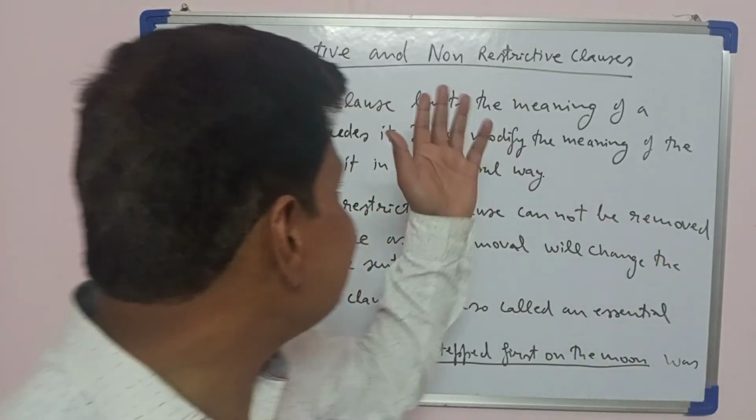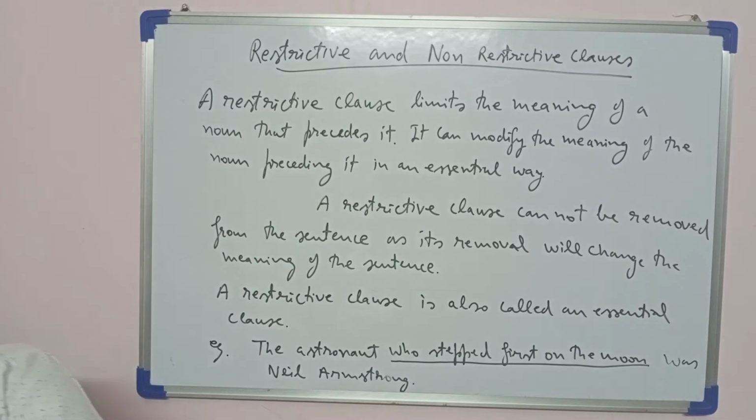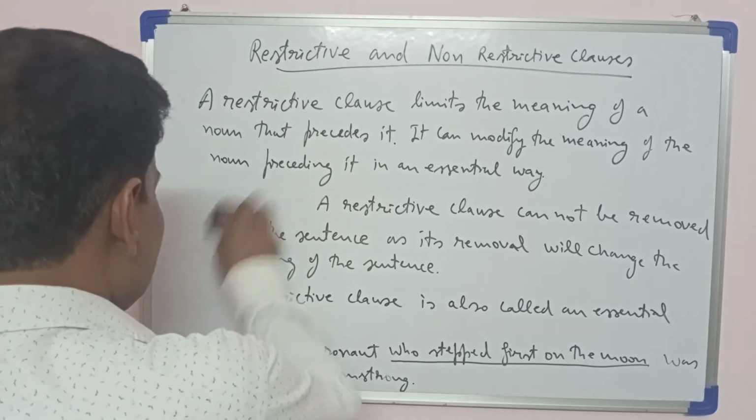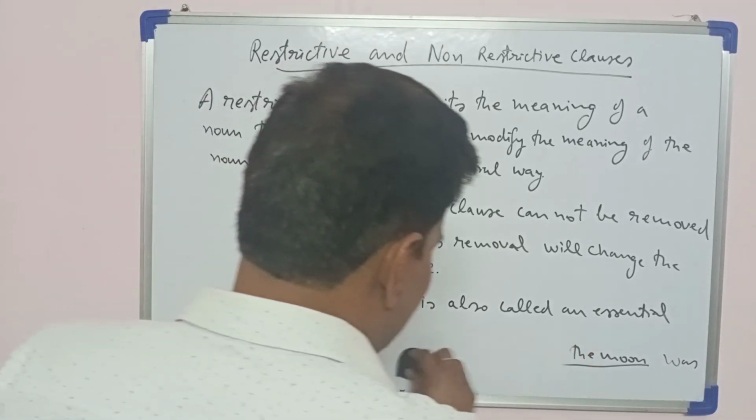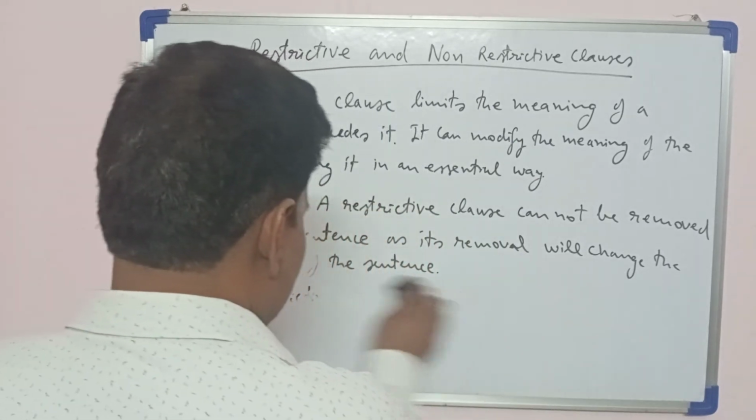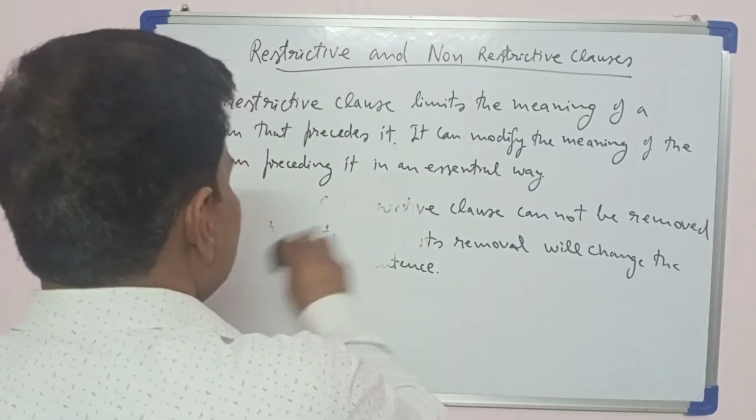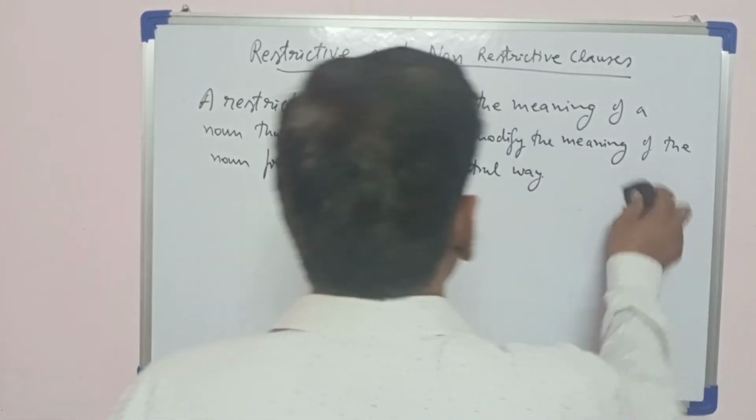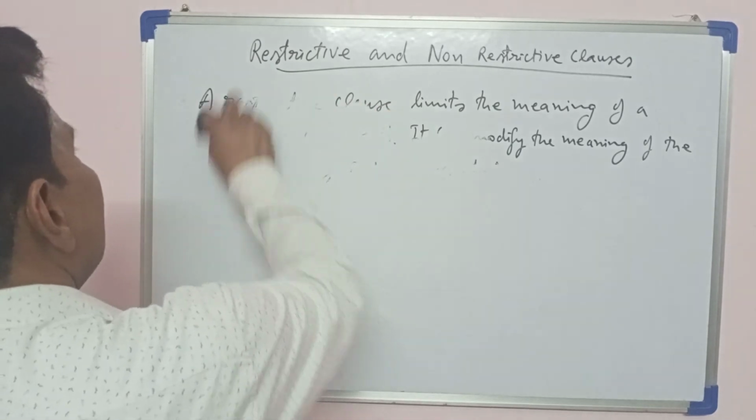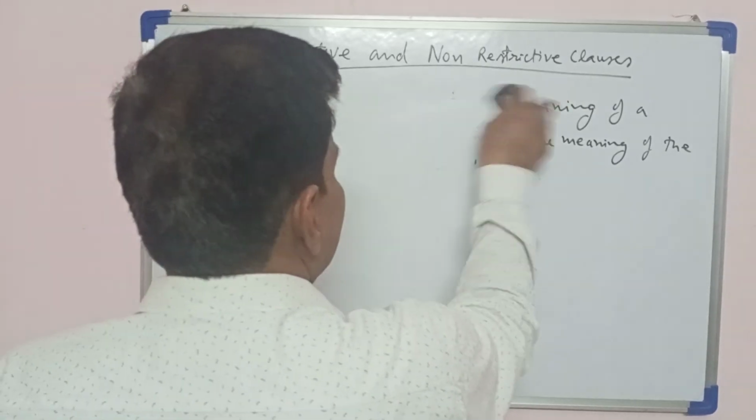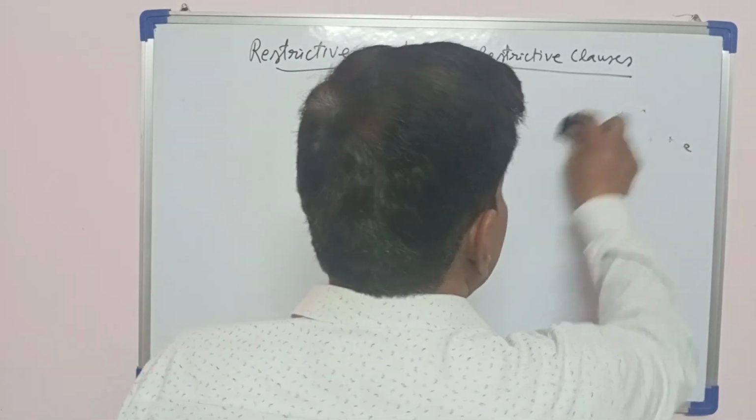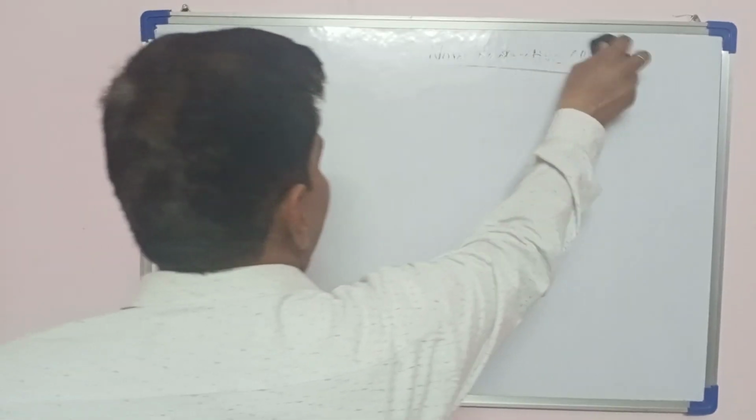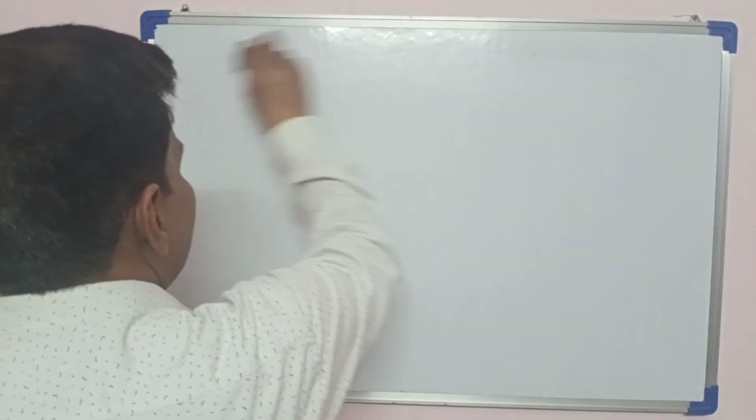Okay, so let's understand non-restrictive clauses. A non-restrictive clause, as the name literally says, is non-restrictive. Here the meaning of the noun is not restricted, or we can say it gives you extra information. This extra information is also called bonus information. We will talk about the non-restrictive clauses now.